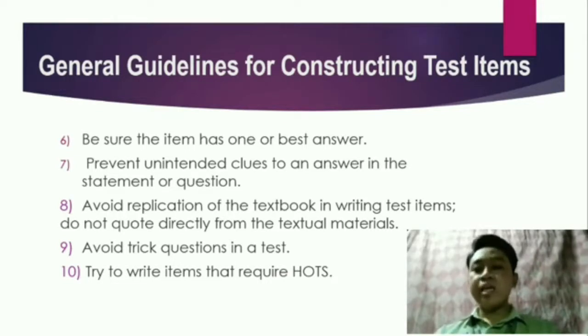Again, make sure that it has one and only answer or best answer. Number 7. Prevent unintended clues to an answer in the statement or question. When we construct test items, we should prevent unintended clues or hints to an answer in the statement or question.